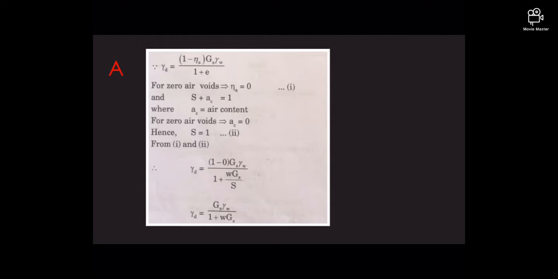So just remember this basic equation for the zero air voids condition, which is dry density gamma D is equal to G gamma W divided by 1 plus G into W.